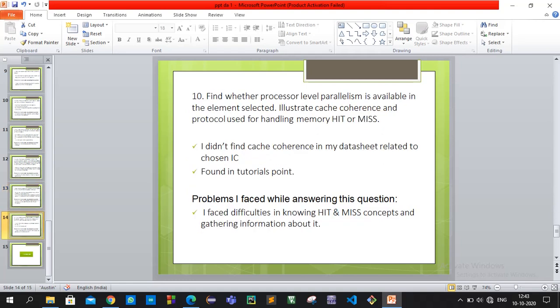Tenth question is to find whether processor level parallelism is available in the elements selected, and also about cache coherence. Of course, my microcontroller does not have parallel processing. And coming to cache coherence, the datasheet of course doesn't have cache coherence information. So I found it from online sites and also from Tutorials Point.